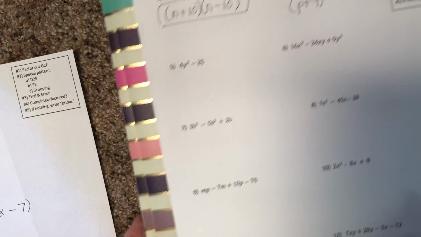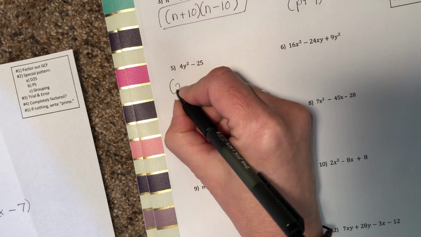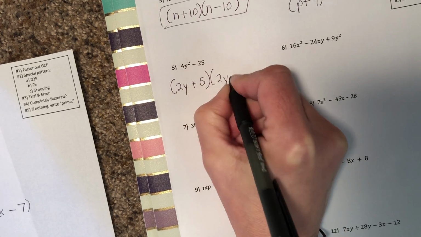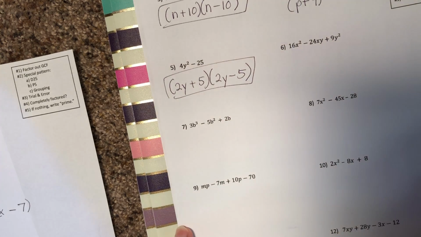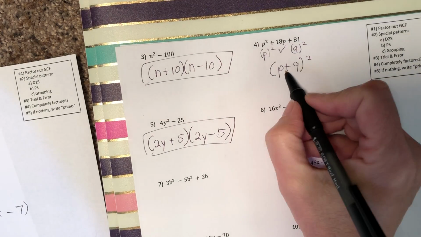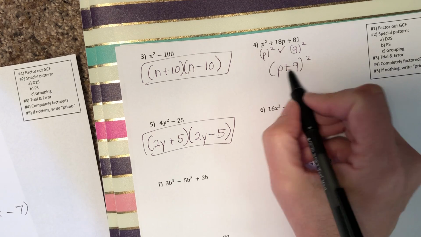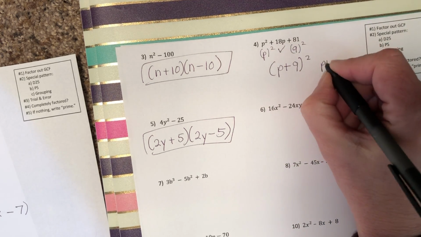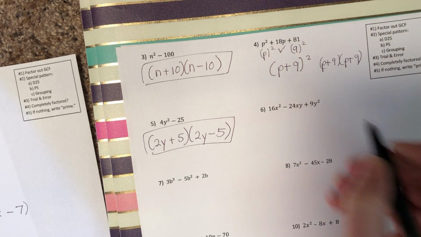And then number 5, no GCF, but it is the difference of two squares. So it's 2y plus 5, 2y minus 5. Remember how one's plus and one's minus with the difference of two squares? Whereas a perfect square, it's p plus 9 times p plus 9. So if you did this by trial and error, if it looks like this, that is fine.